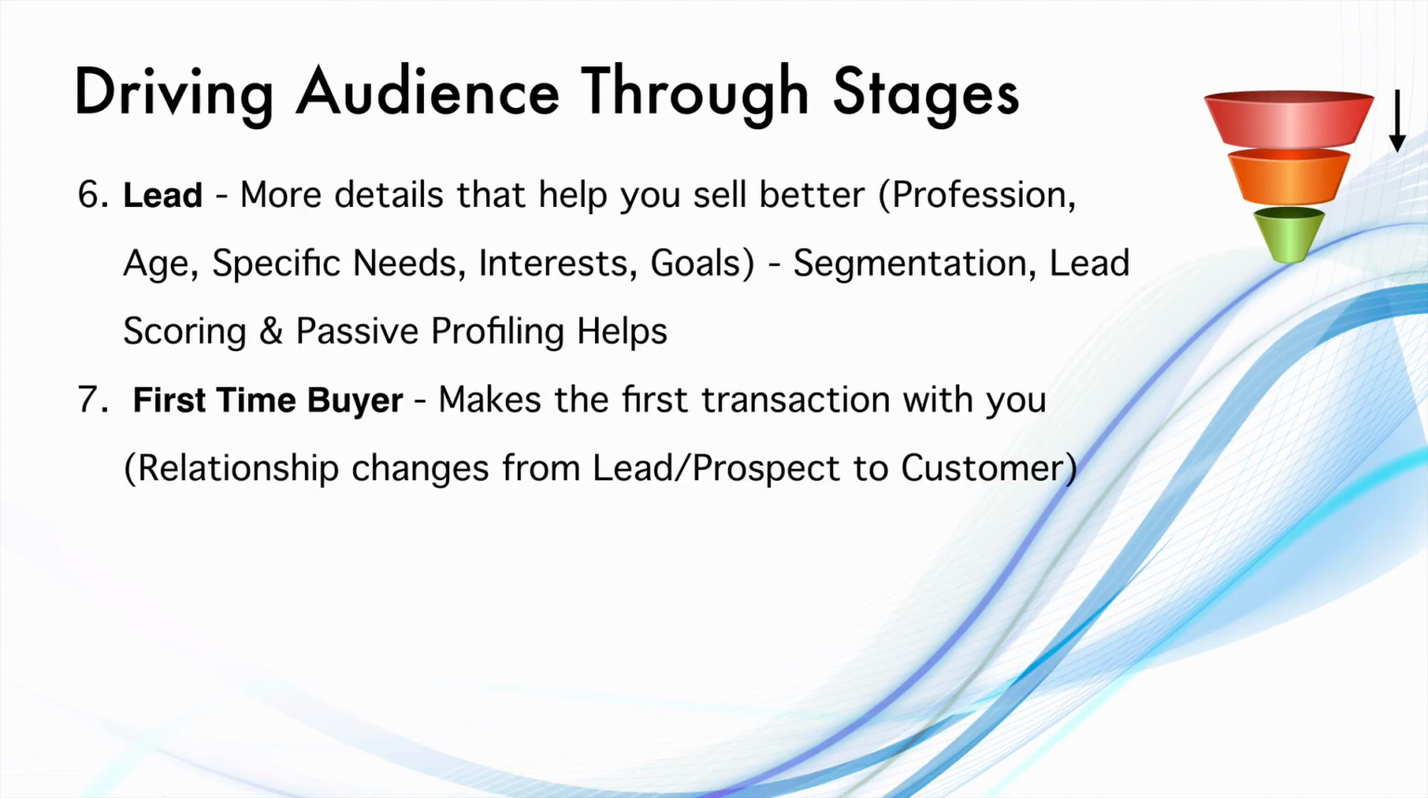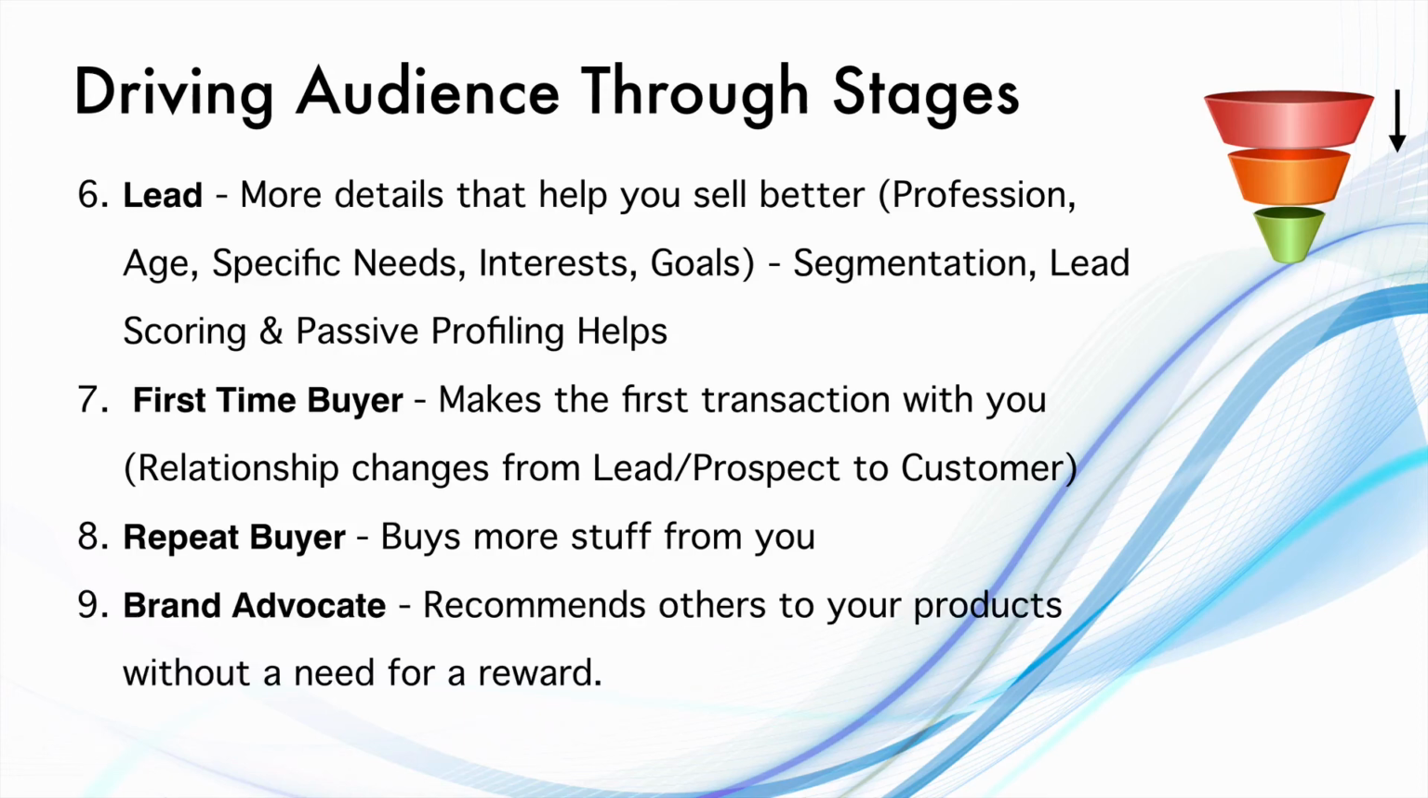And then you have the first time buyer. So once someone actually pays you money, they become a first time buyer. They make the first transaction with you and the relationship changes from lead or prospect to customer. And this is the most valuable type of funnel stage, where once you get people to this stage, then it is easy to get them to buy from you repeatedly. So this person buys more stuff from you, and then here is where you will be making the maximum profit. And then you will have a certain percentage of people who are becoming brand advocates. So brand advocates will recommend others to your products without a need for the reward.